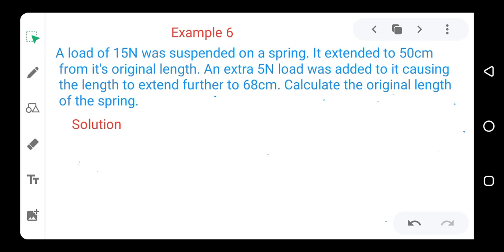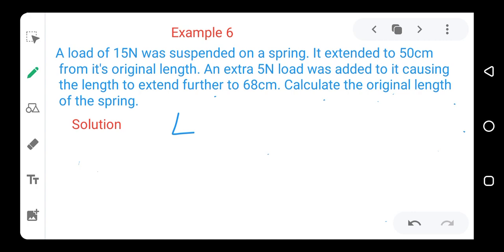In this first question, we have that a load of 15 Newton was suspended on a spring. It extended to 50 cm from its original length. Let's call the original length L. Now, an extra 5 Newton load was added to it, causing the length to extend further to 68 cm. Calculate the original length of the spring.